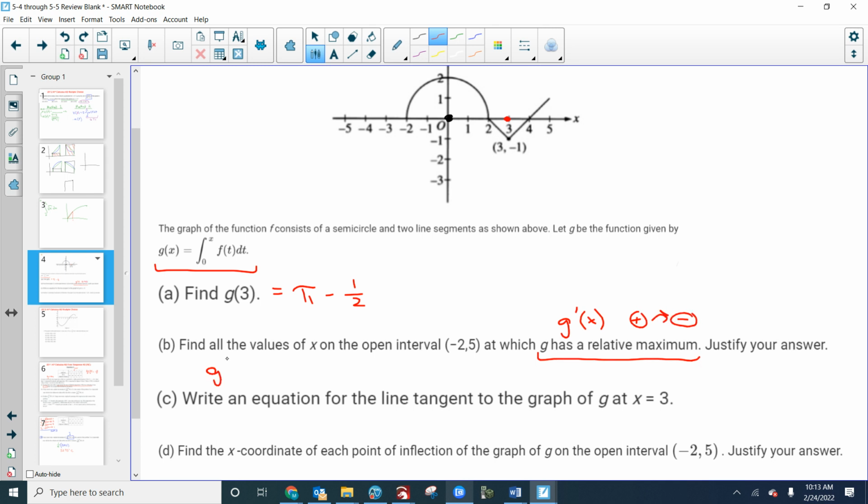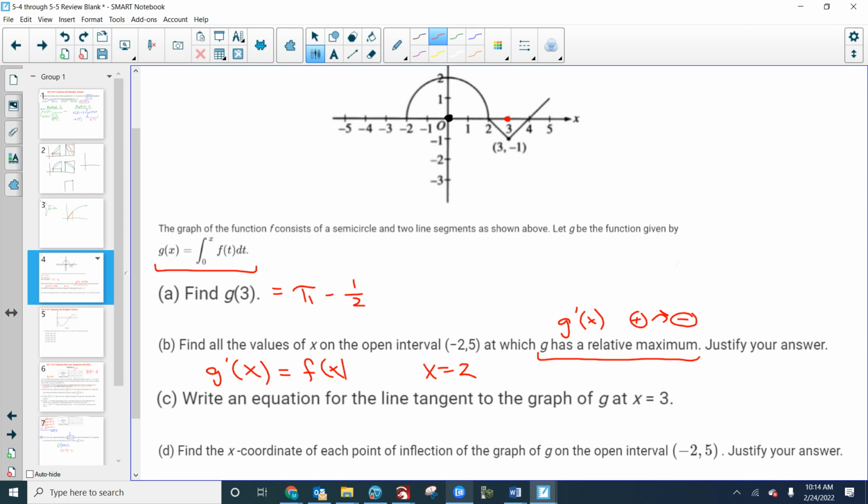So g prime of x, if I take the derivative of the left side, I have to take the derivative of the right side, which is f of x. So if I'm looking for where g prime changes from positive to negative, I'm looking for where f changes from positive to negative. Where does that occur? 2. So x equals 2. All right, justify your answer. G prime, which equals f, changes from positive to negative at that value. Okay? You with me?